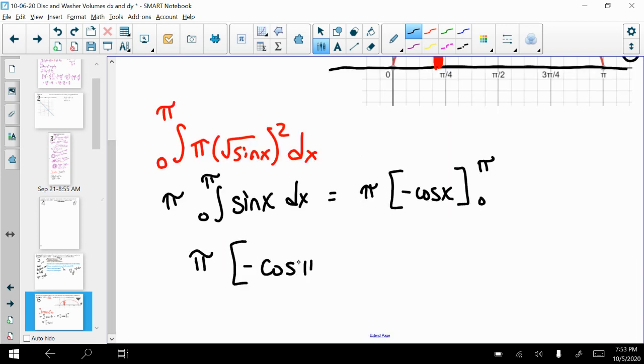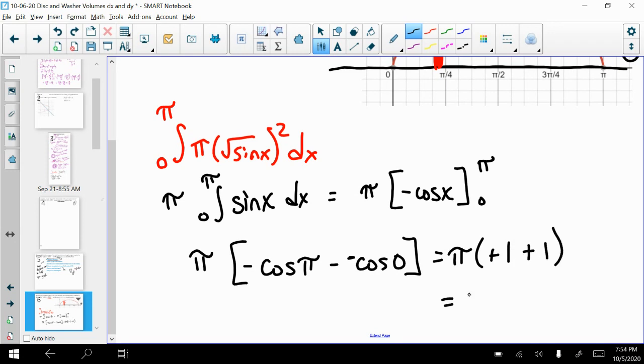Negative cosine of pi minus negative cosine of 0. Don't lose that negative. Thinking about cosine of pi is negative 1. So we get pi times negative 1 minus becomes plus. Cosine of 0 is also 1. So we get 2pi.